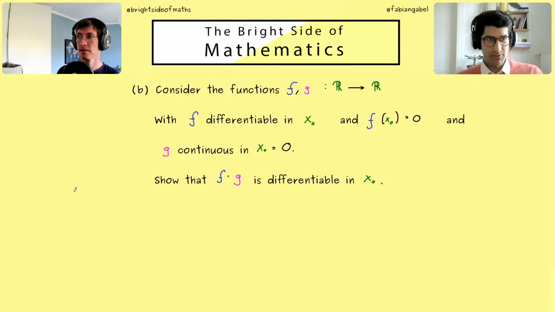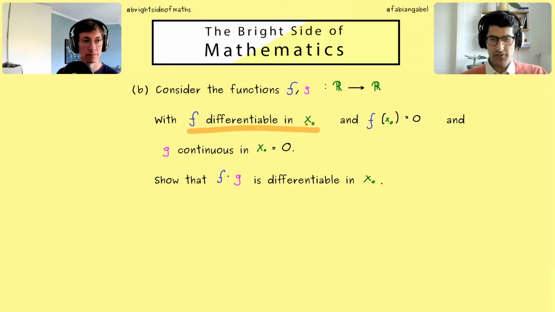So let's go through the problem text together. We are given two functions defined on the real numbers, mapping to the real numbers, and one of them is differentiable at one point, x0. So this is the first information. Maybe I underline this also. F is differentiable in x0. And the second piece of information we get is that f evaluated at x0 is 0.